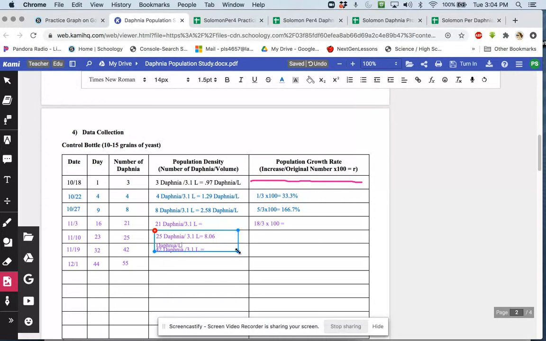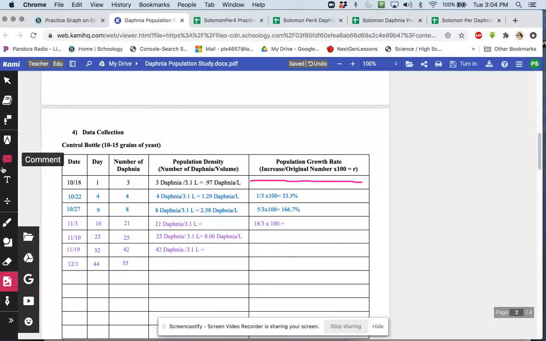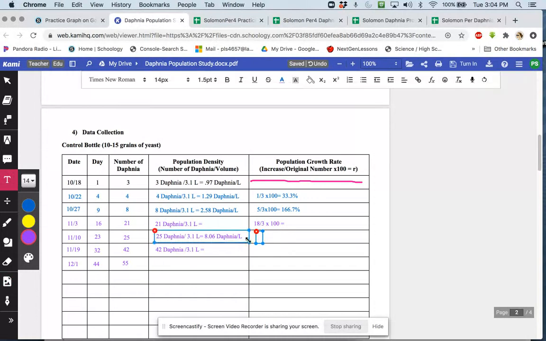For 1 liter of water. So if I'm looking at every liter of water out of the 3 liters, there should be about 8 Daphnia in each liter. Now on this one right here, the population growth rate, we're looking at what is the percentage of growth in the Daphnia bottles? Like in this control bottle, what is the percentage of growth over time? So we started with 3 Daphnia and now we have 25.